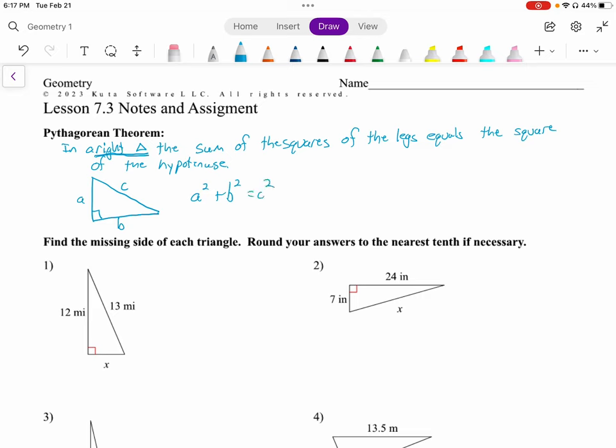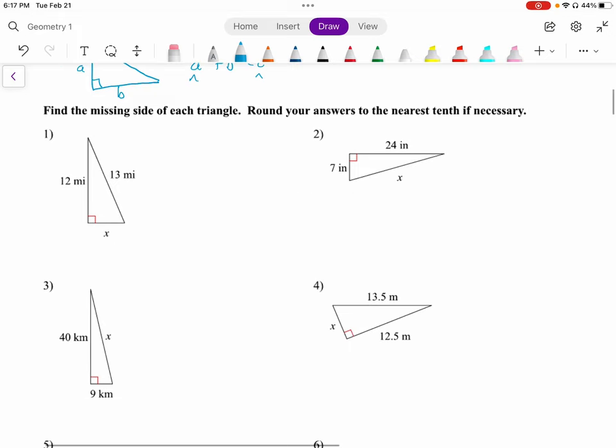Now, in order to use the Pythagorean theorem, we want two of the things. So maybe we have both legs, but sometimes we might have a leg and the hypotenuse, and we plug those in and we can solve for b. So just be careful to put the things in the right spots. Legs go in for a and b, and the hypotenuse goes in for c. I'll do one of these examples, and you will do the rest for your assignment. So we have a right triangle.